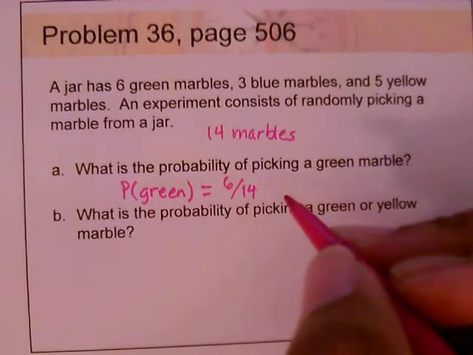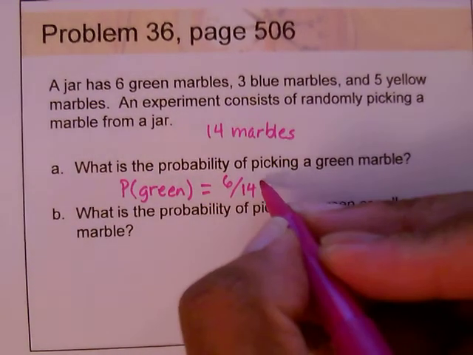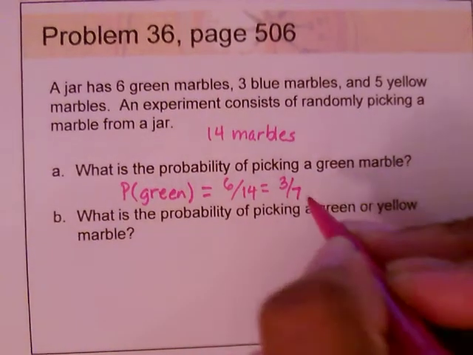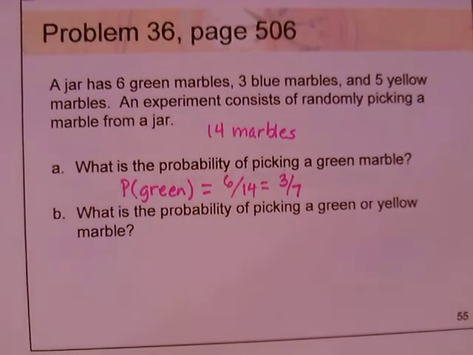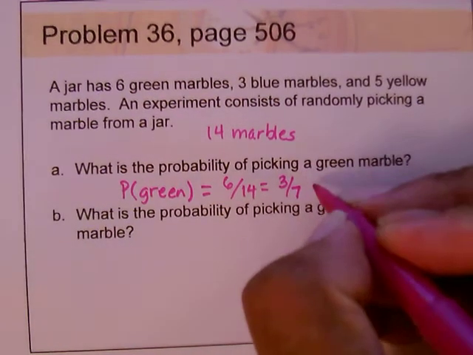So this would be 6 divided by 14. But if I reduce that, that's going to be 3/7. And if I do 3 divided by 7 times 100, this will be approximately 43%.